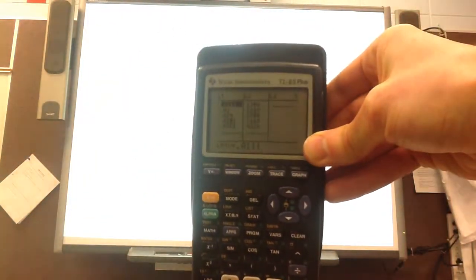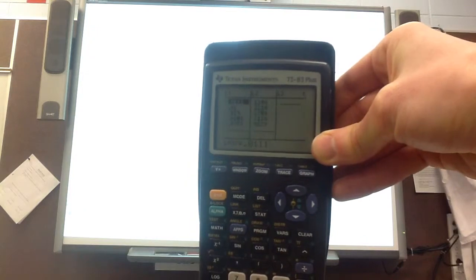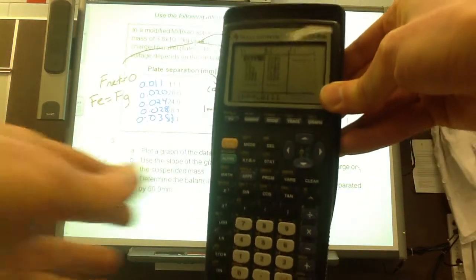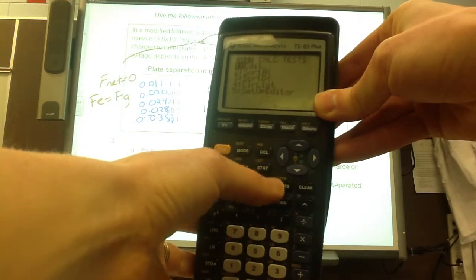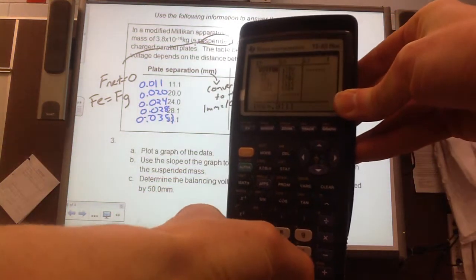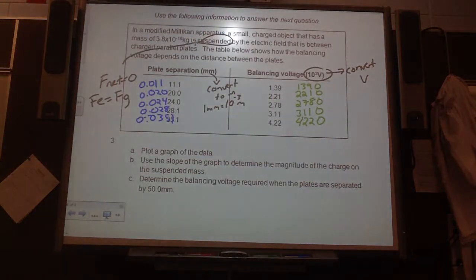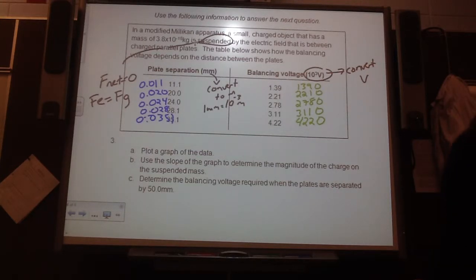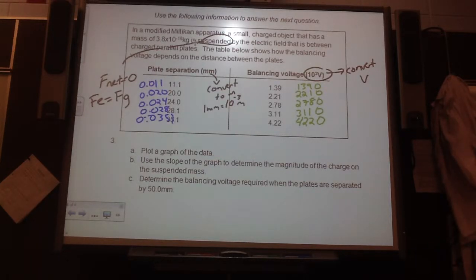So you should be in line 1 and line 2 plotting your data. To do that, you go to Stat and Edit. And then you should be in line 1 and line 2, so put in your data there. Yeah, you might need to go in and adjust your window settings as well.